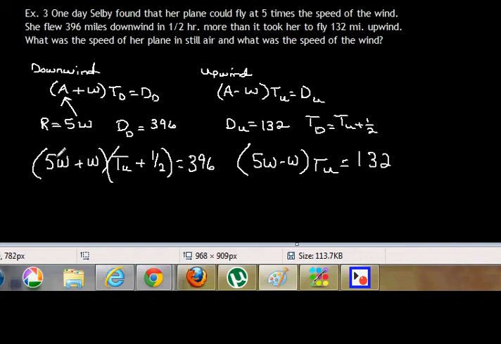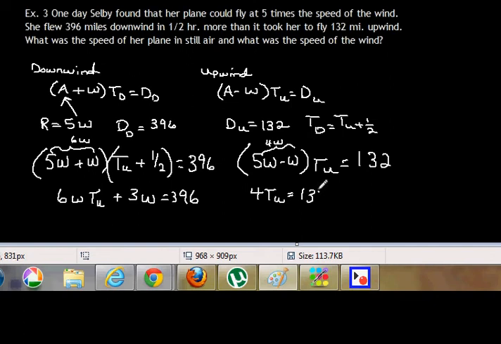So if we simplify these 2 equations, this is going to be 6W, and this is going to be 4W, and we're going to get 2 equations. This is going to be 6W TU plus 6W times a half, which is 3W, equals 396. And this one's going to be 4W TU, this one's a little bit simpler, equals 132. We can solve for TU. No, I lost my W. 4W TU equals 132. And I can get W TU, these variables can drive you crazy, equals 33.